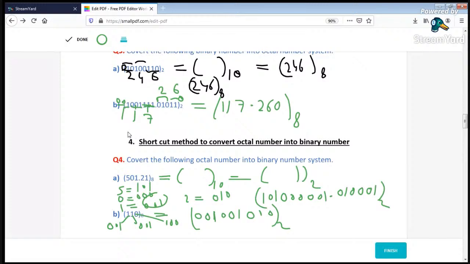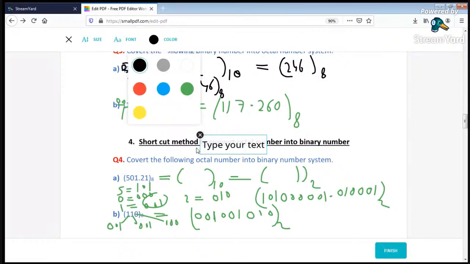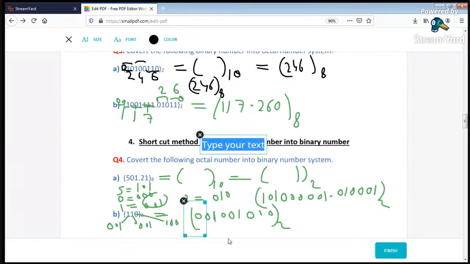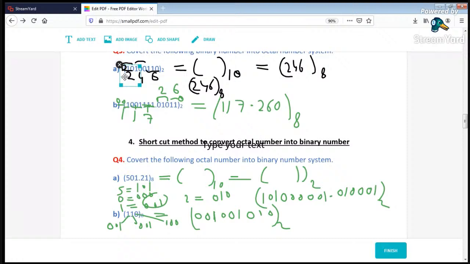If you see the final answer, we can remove the extra two zeros here. From the final answer you can remove these 2 zeros. So the final answer will be 1 0 0 1 0 0 0 in binary, because if you remove these, the magnitude is not going to change.